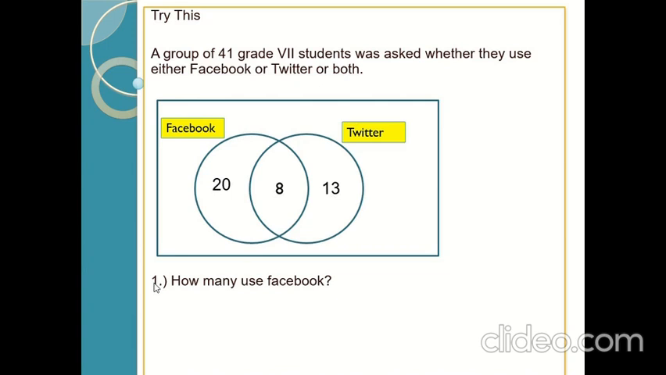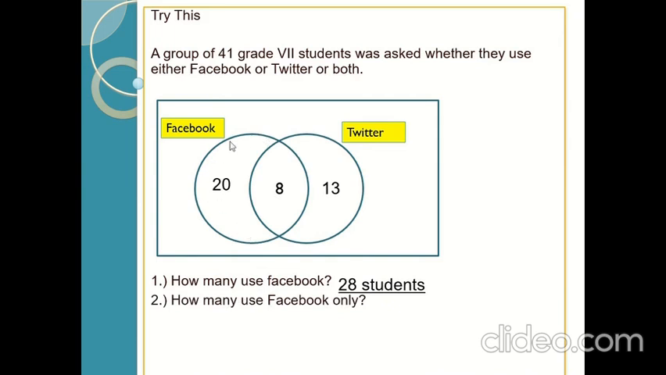So again, going back to the question, how many use Facebook? So there is no restriction. So to get your answer by adding 20 and 8. So inside the circle Facebook. So there are 28 students. Second question, how many use Facebook only? Now there is restriction. Facebook only.